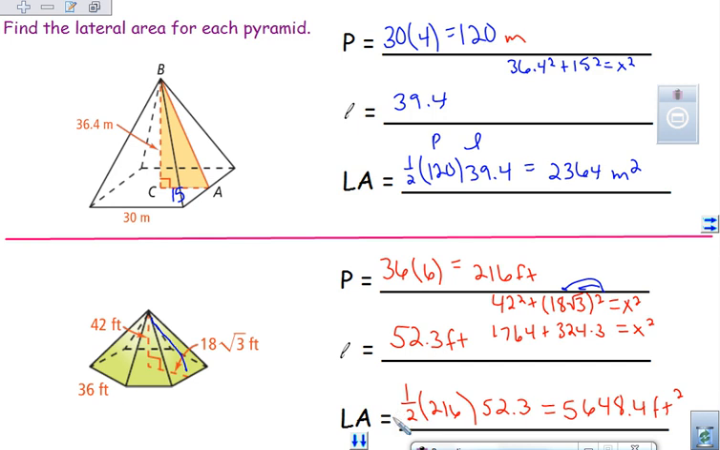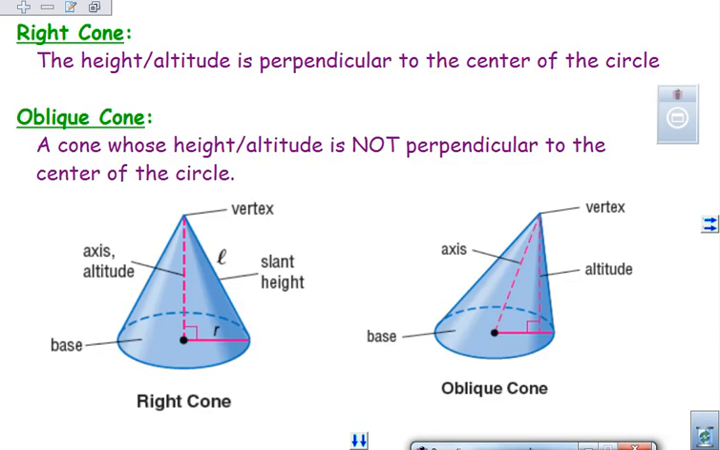Then for our lateral area, that's 1/2 the perimeter times the slant height. Our final answer is 5,648.4 square feet. The next thing we're going to look at is cones.